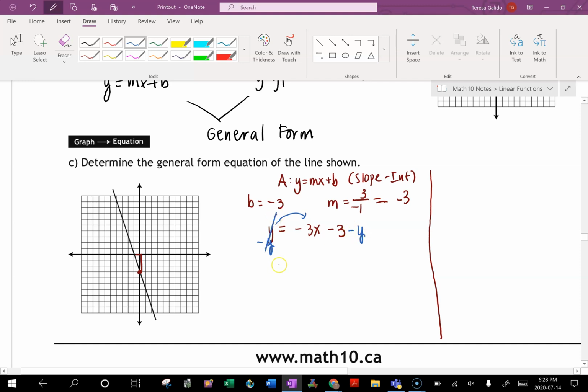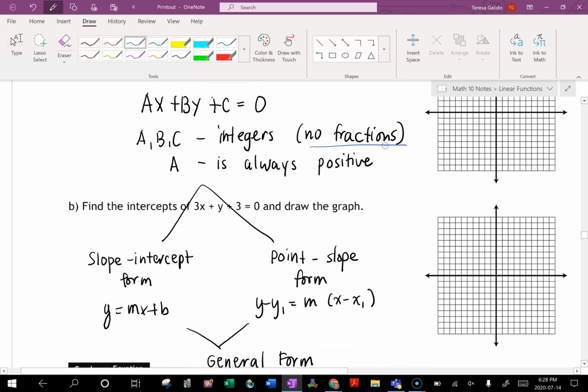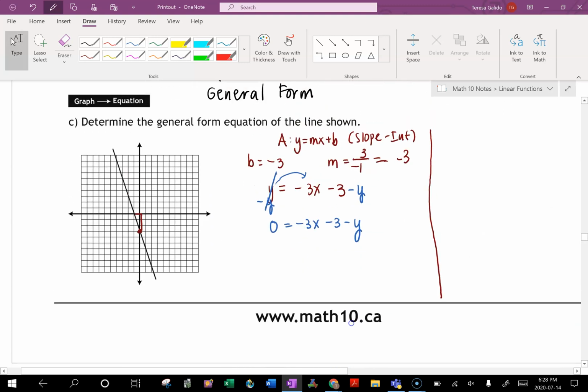So get rid of this. This is equal to 0, and this is -3x minus 3 minus y. Now, one of the criteria of the general form is there should be no fractions. So here we're happy because there are no fractions in our given.